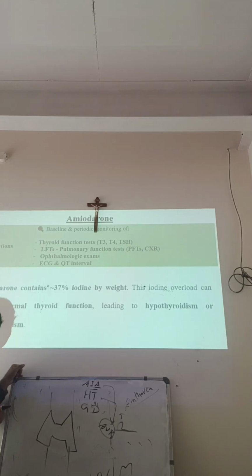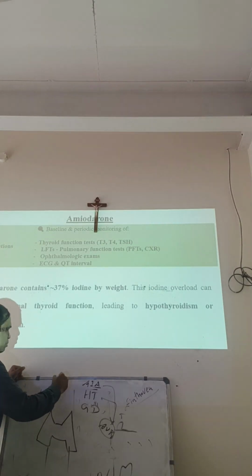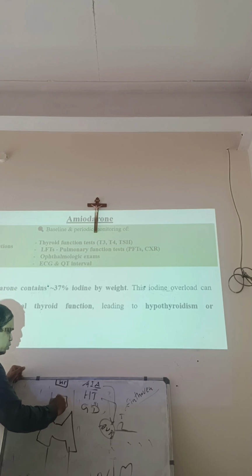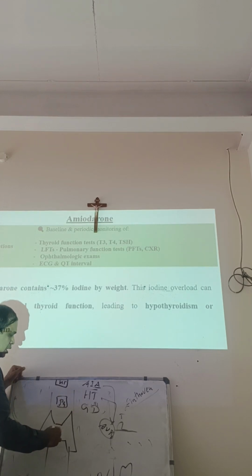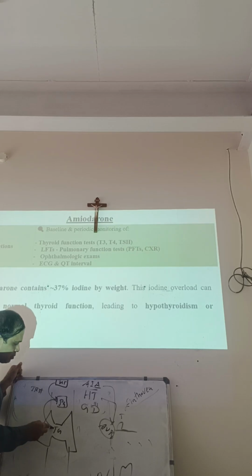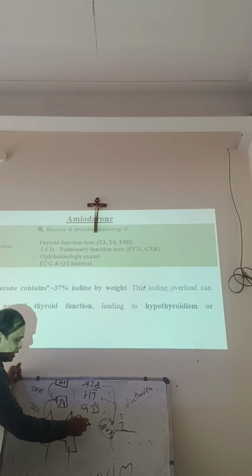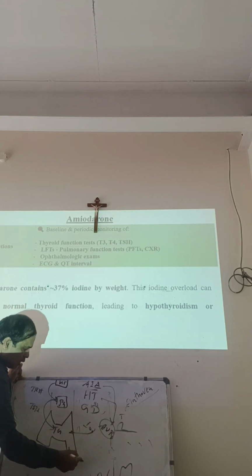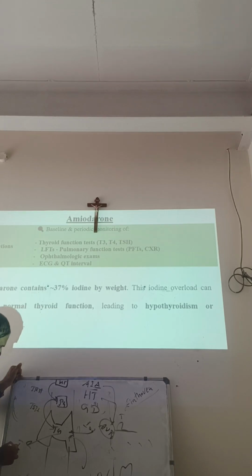Now, how is the thyroid hormone getting released and what is happening? This is the hypothalamus, this is the pituitary gland, and this is the thyroid gland. The hypothalamus will release one hormone called TRH, thyroid releasing hormone. The pituitary gland will produce TSH, thyroid stimulating hormone, and by taking iodine, the gland will produce T3 and T4. T3 is 5% and T4 is 95%.